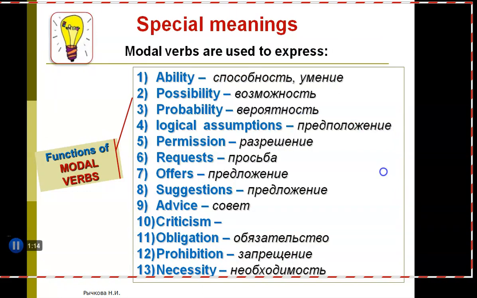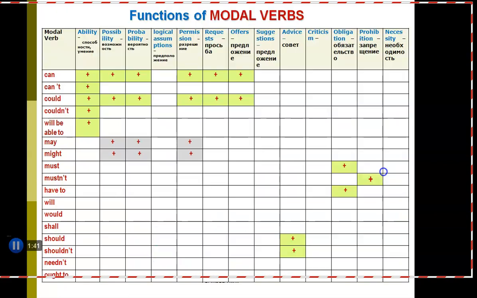are modal verbs. Special meanings. Modal verbs are used to express ability (способность, умение), possibility (возможность), probability (вероятность), logical assumptions (предположение), permission (разрешение), request (просьба), offers (предложение), suggestions (предложение), advice (совет), criticism, obligation, prohibition, necessity, all the functions of modal verbs.